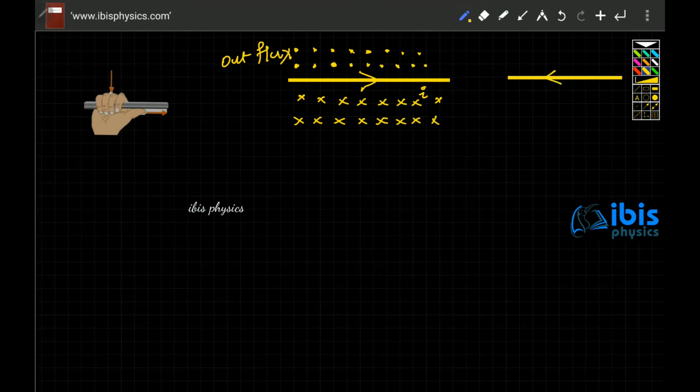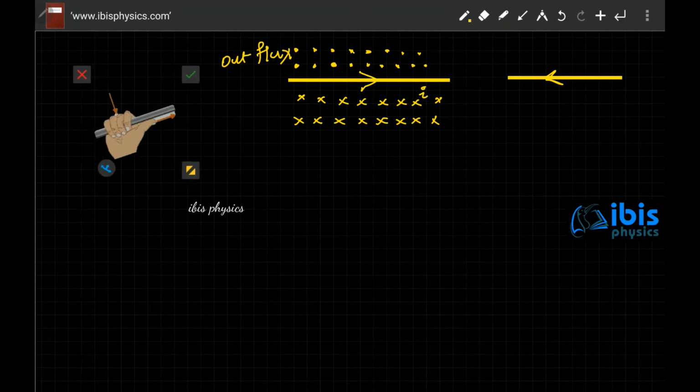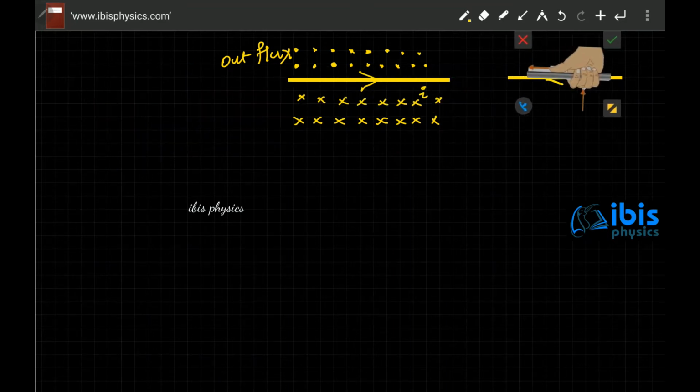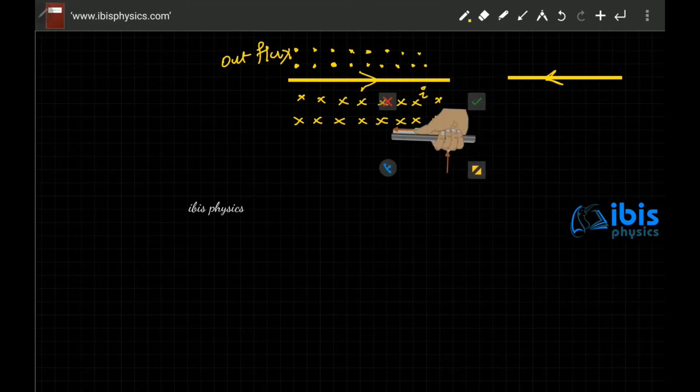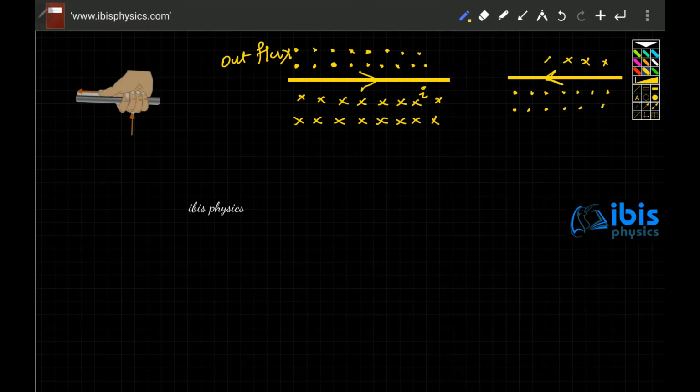What if the current comes in the opposite direction? Then you'll have to change the direction of the magnetic field. If you hold your right hand like this, if this is the direction of the current, here the magnetic field is coming out, here the magnetic field is going in, here the fingers are going in. So the entire thing is reversed. Here the magnetic field is coming out of it, which is represented by dots. Here the magnetic field is going into it.